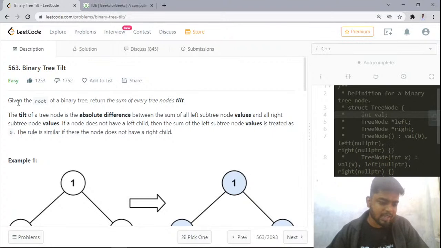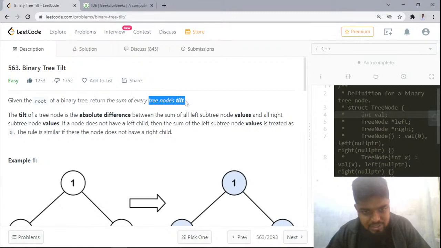So today we'll be discussing this problem, that is Binary Tree Tilt. What does this problem say? It says that you have been given the root of a binary tree, and you have to return the sum of every tree node's tilt, right?